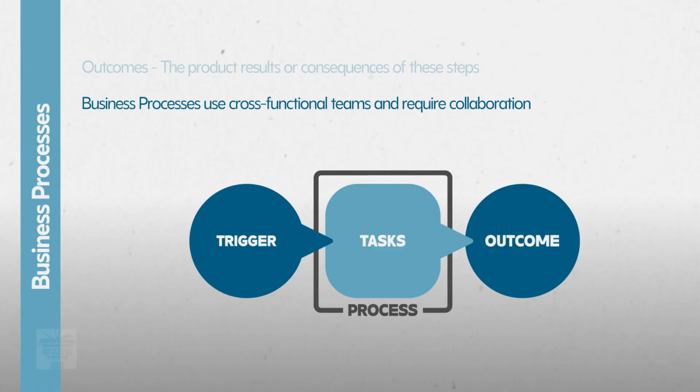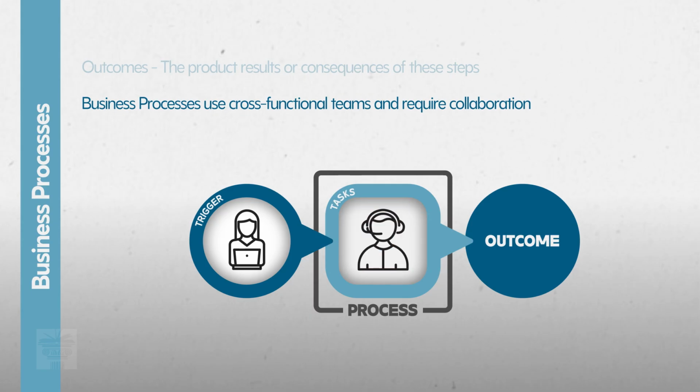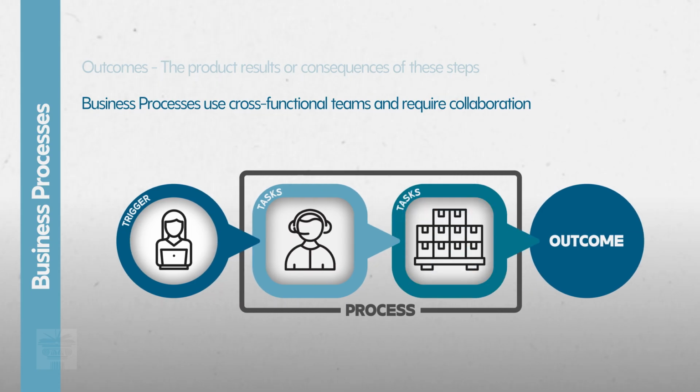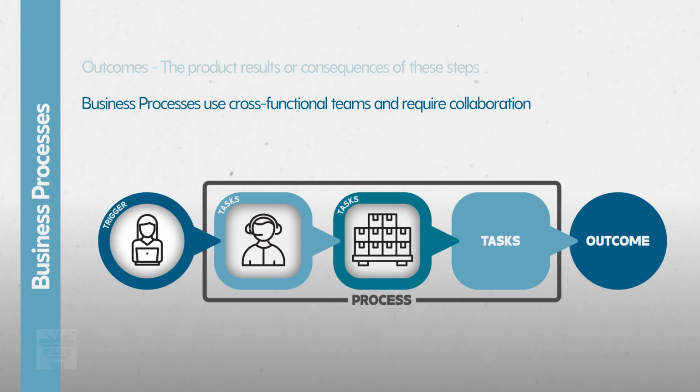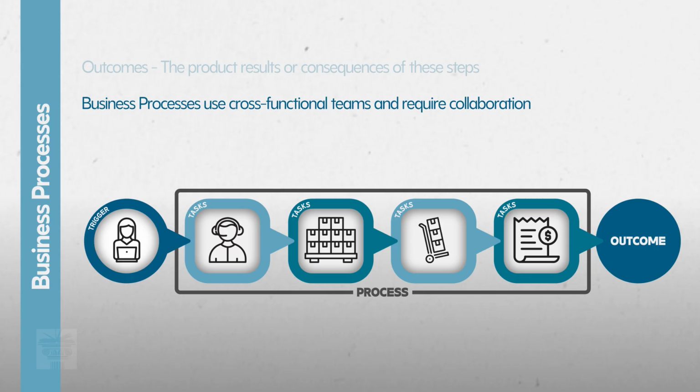For example, when a customer places an order, it triggers the sales process. The first task, validating the customer order, is handled by one functional area. Next, another functional area checks the inventory on hand. Once confirmed, the third functional area prepares the order for shipment. Finally, the fourth functional area manages invoicing and payment processing. The outcomes of this process are the product being delivered to the customer and the organization receiving payment.